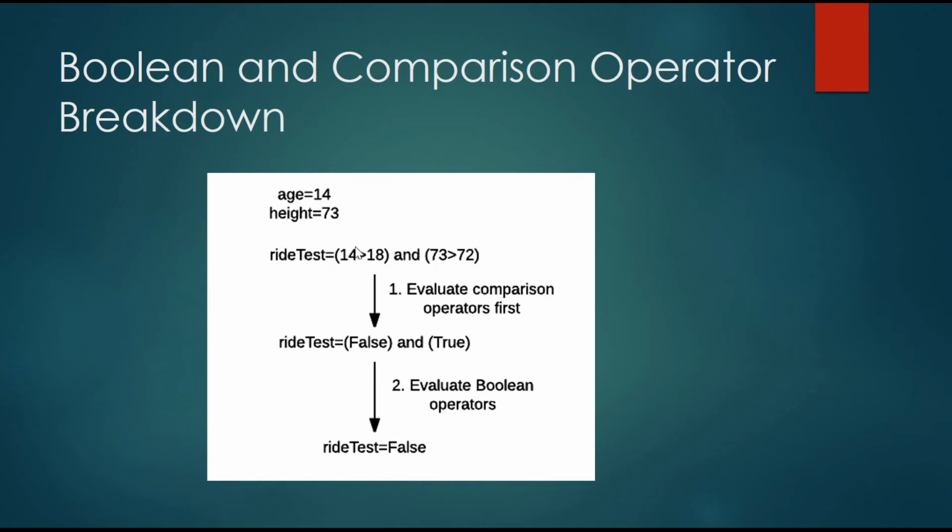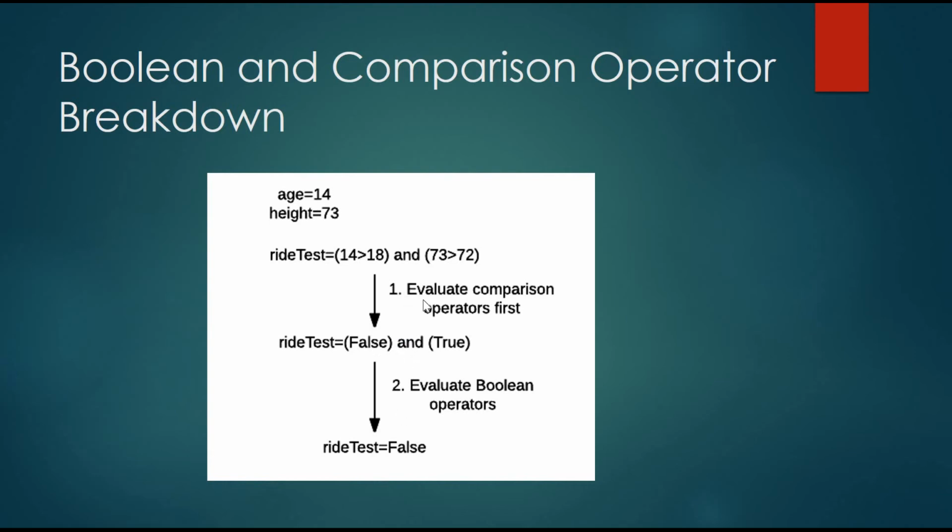So if we break this down, the way that it works is that the comparison operators are going to be broken down first. So what's going to happen is 14 is not greater than 18, so we will get a false here, and 73 is greater than 72, so we will get a true there. Then we're going to do the Boolean comparison, or Boolean operator. So false and true both have to be true in order for the AND Boolean operator to be true. So we get a false result.